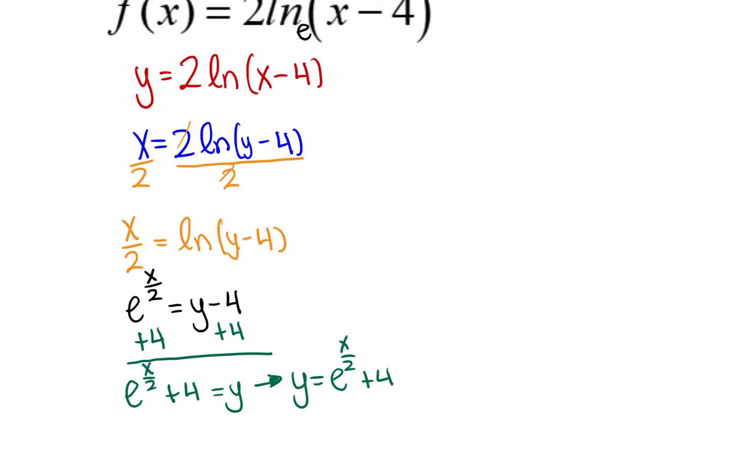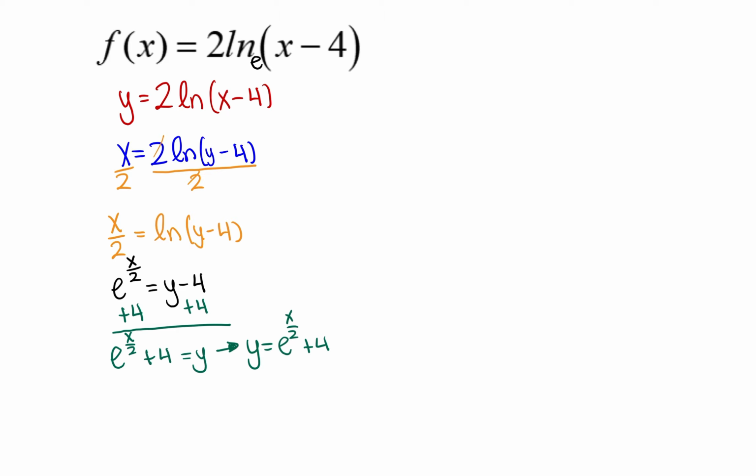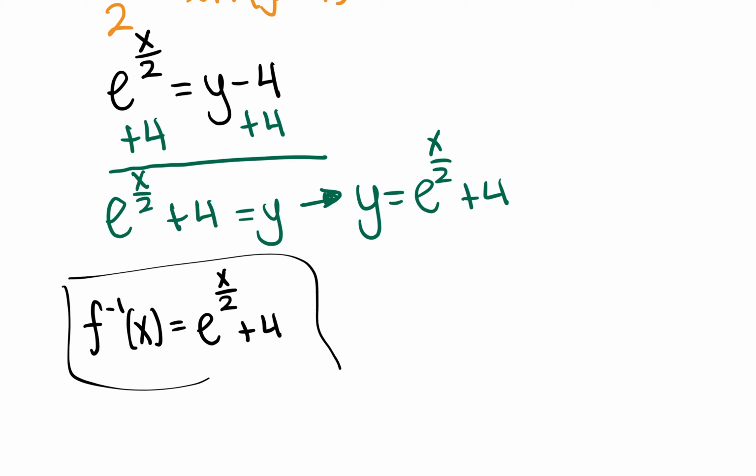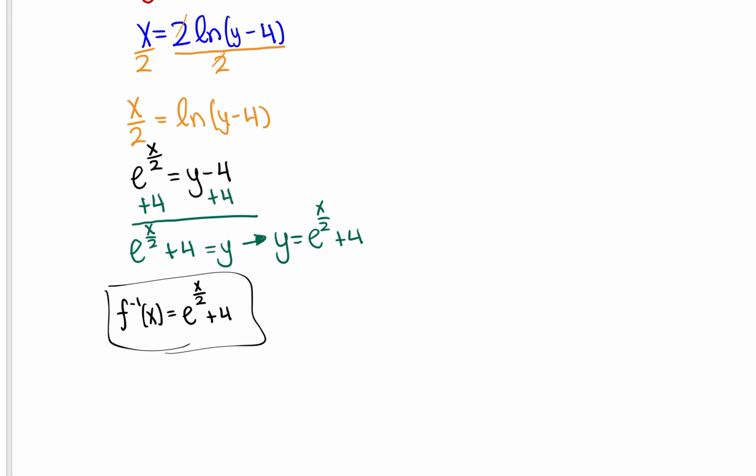Okay, so did I get y to be all by itself? Yes, I did. So my final step is to rewrite f of x to be the inverse of f of x. So we have the inverse of f of x is equal to e to the power of x over 2 plus 4. And let's go ahead and box that in. And that's going to be my final solution.